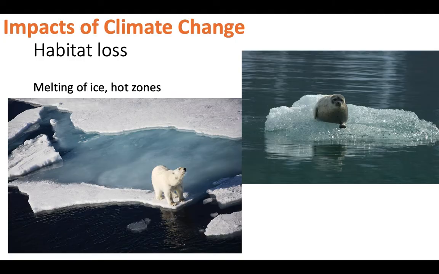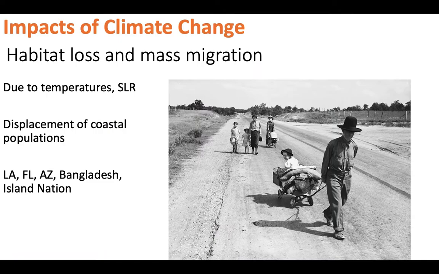Also, it could lead to habitat loss. Many organisms, like polar bears and seals, rely on the ice to hunt or live or sleep. But also, the sea level rise will destroy coastal communities, which can reduce habitat. And as the temperature rises, we might see habitat being destroyed as well, as organisms are no longer able to survive there because it is too hot.